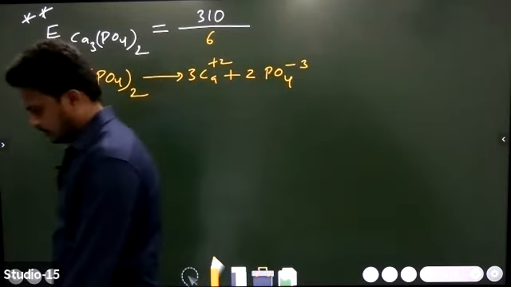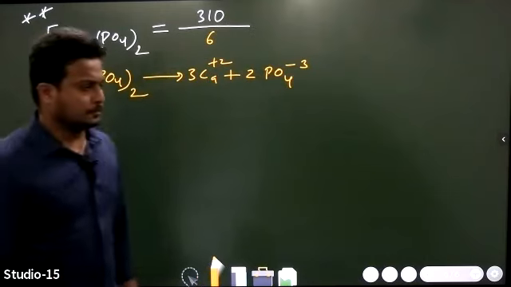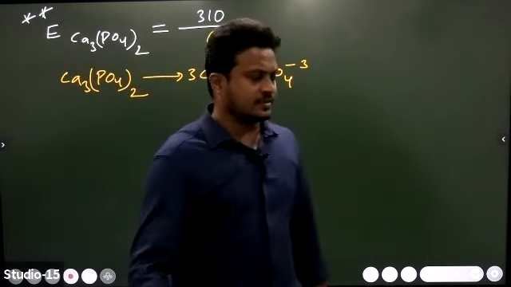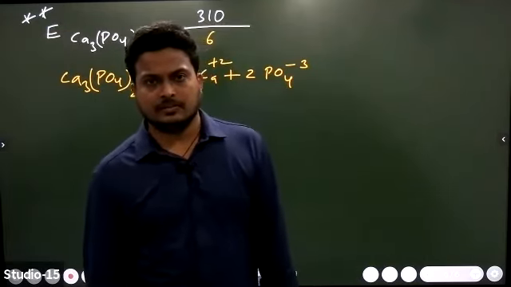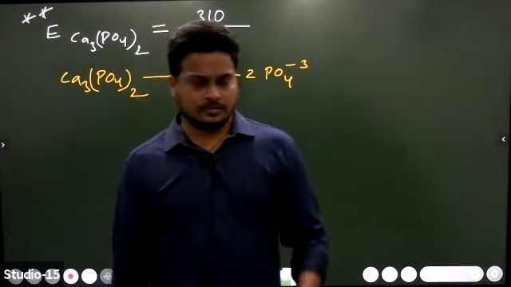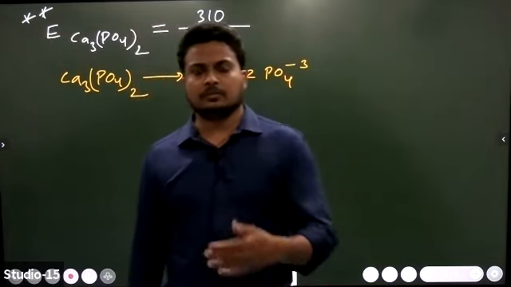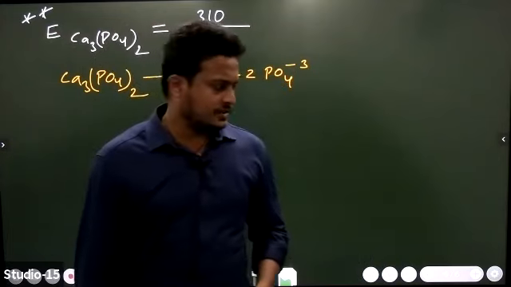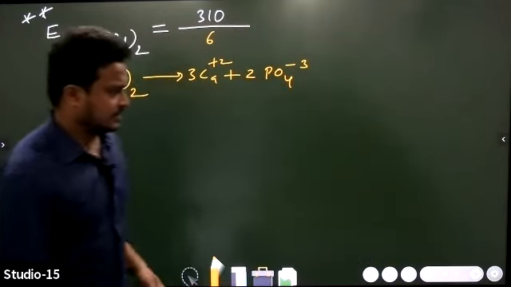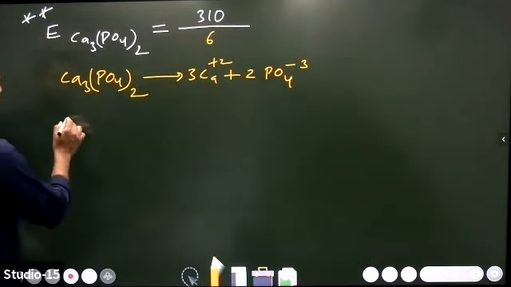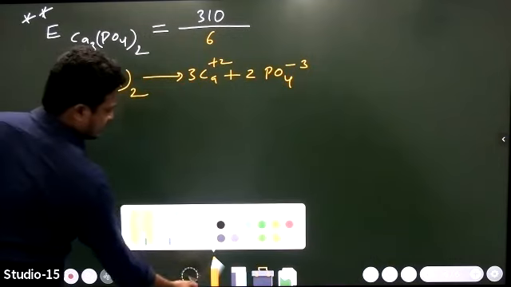Now we will go through oxidation numbers. How to calculate oxidation numbers? After completion of calculation of oxidation numbers, we will go to redox reactions, balancing of redox reactions. Oxidation numbers.